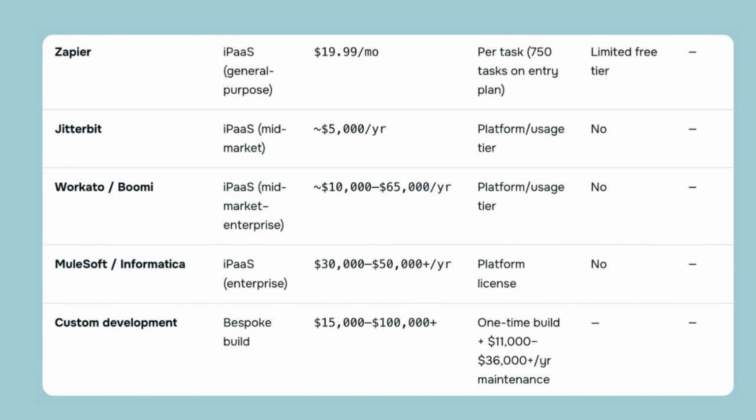And then there's custom development, building your own integration from scratch. That's a one-time build cost of 15,000 to 100,000 or more, and then you're paying another 11 to 36,000 plus every year just to maintain it. Custom development obviously varies in price.